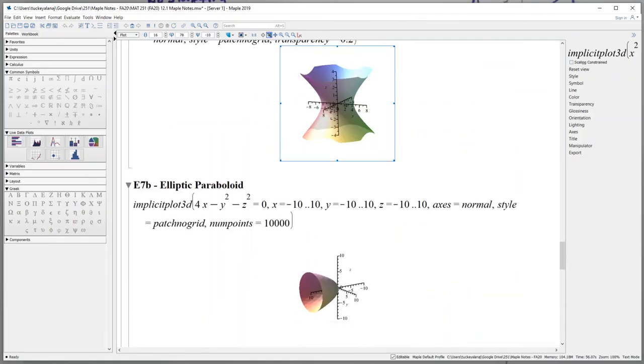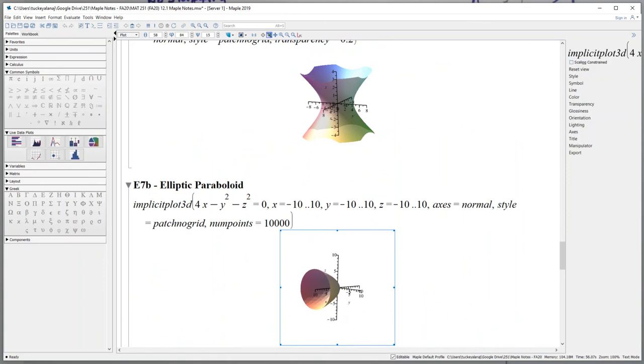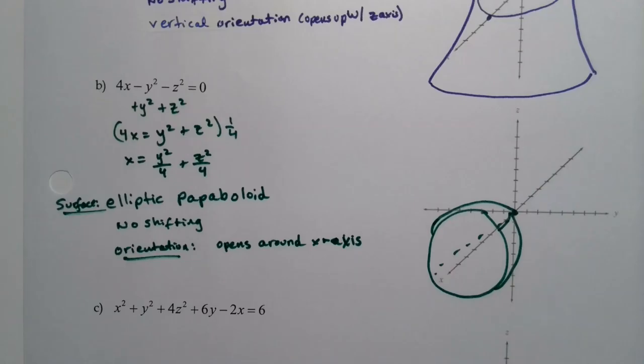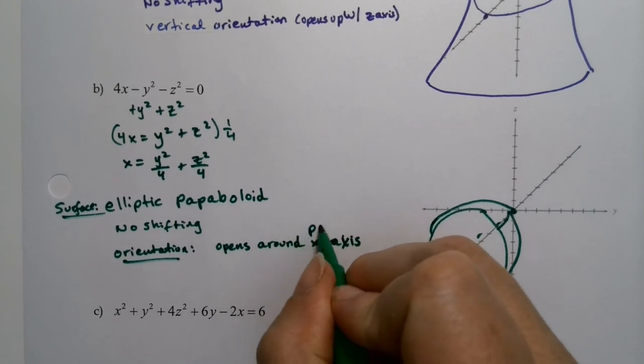So I have it in Maple. It's right here. See, it's kind of a vase shape. Right there it is. Or a cone. I mean, it's not really a cone, though. It makes me think of like a megaphone, but it's a vase or a bowl. But it's opening up in the x direction, the positive x direction. I guess I should say it opens up around the positive x-axis.